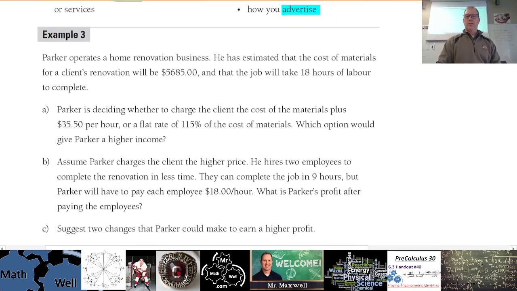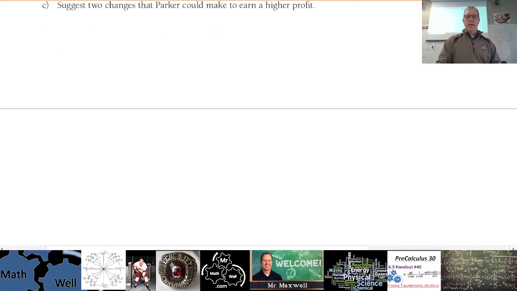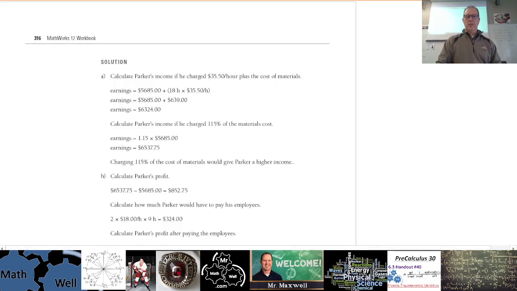So there's two different things here, the cost of materials plus $35.50 per hour. So that would be this much plus $35.50 times 18, right? So you add those two numbers together, and that would be option 1. 115%, that's pretty easy. You take this number, and you multiply by the decimal form of 115%, which would be 1.15. That would give you like 6,000. Okay, so let's take a look at the two answers that we should get there.